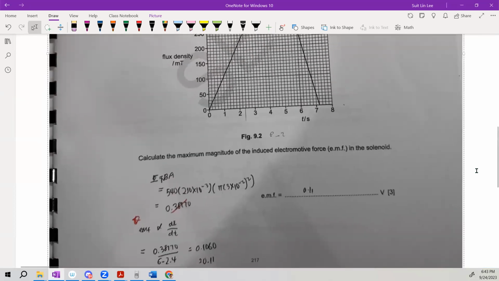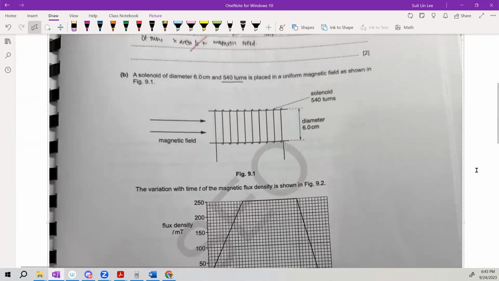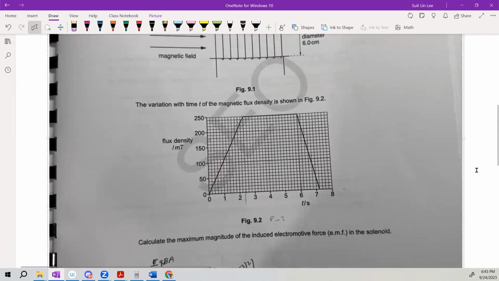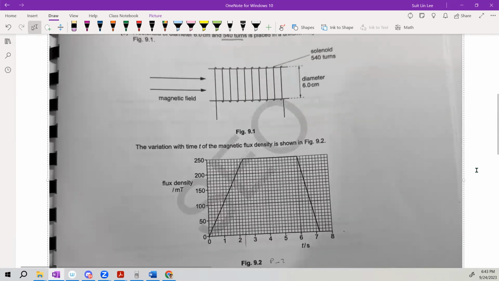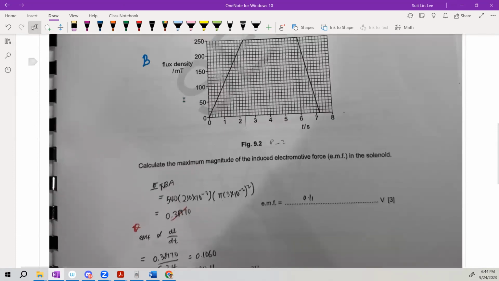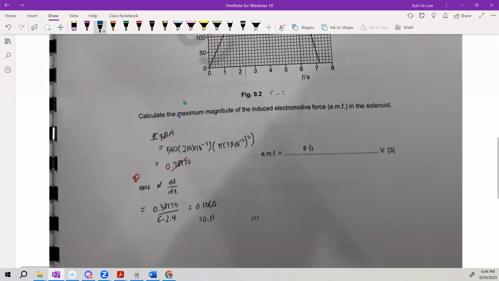Okay, so this is a pretty standard induced EMF calculation question. Again, if you want to flag this one, this will be Feb/March 21 P42. You're given how B, the flux density, changes against t, right? And the question is basically asking you to find the maximum induced EMF.